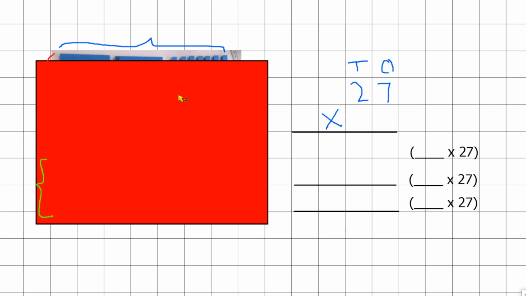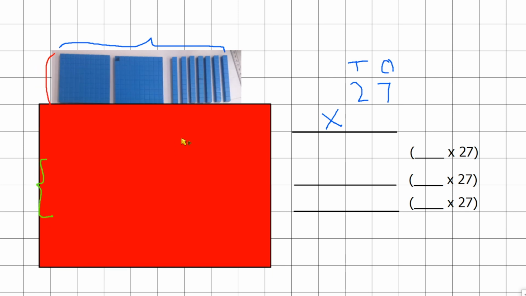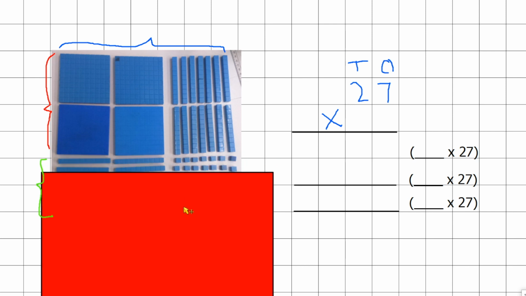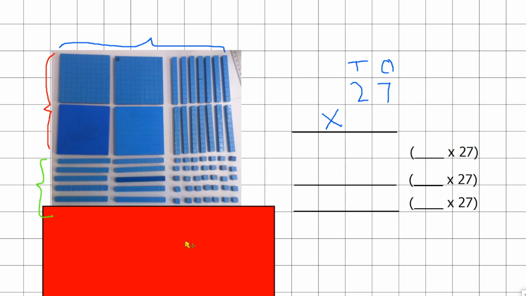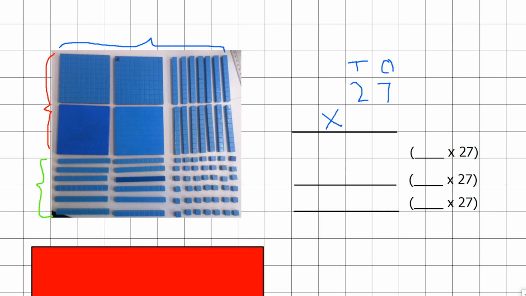Well, there's 1, 2. Oh, we can do better than that, can't we? We can see 10 lots. We can see 20 lots. 21, 22, 23, 24, 25, 26 lots. So let's show that. That's 26 lots. There's the 6 lots. And there's the 20 lots. I'm just going to split this up so we can see this as 2 sections.